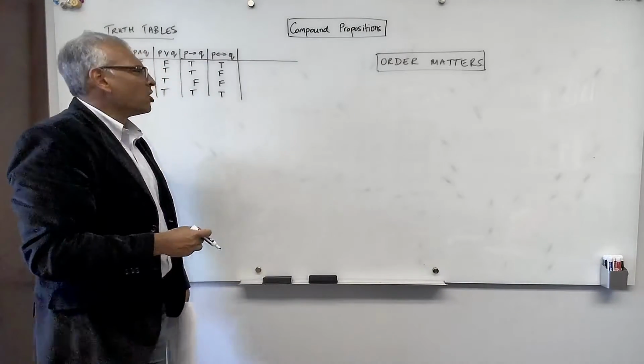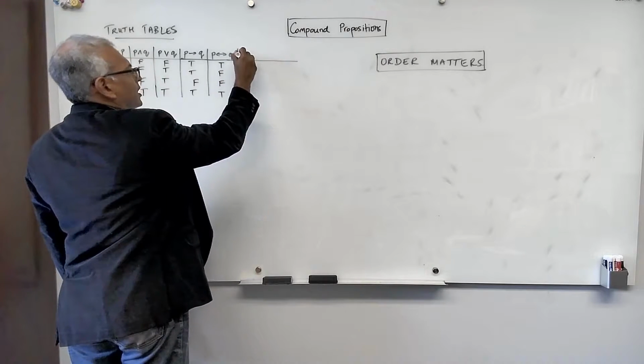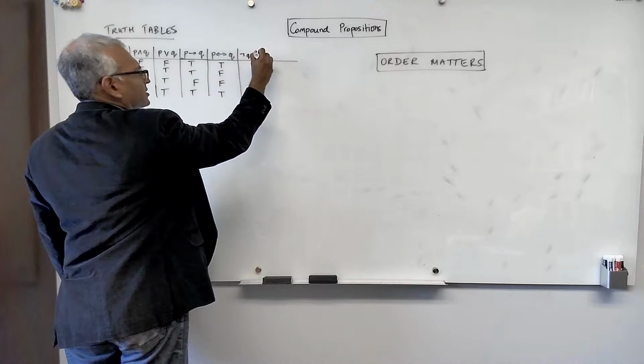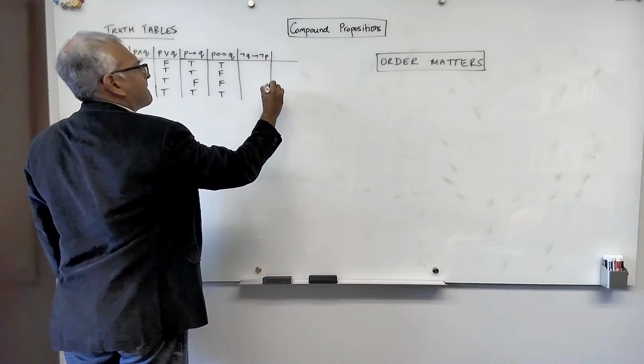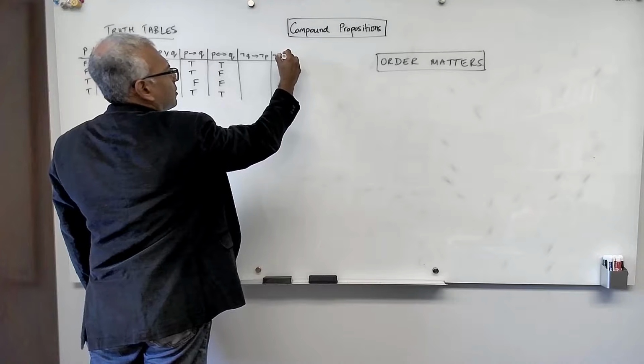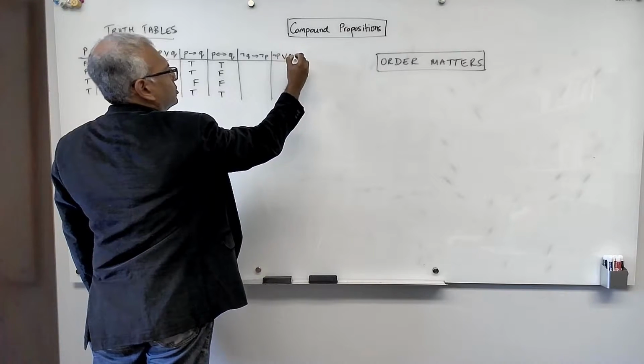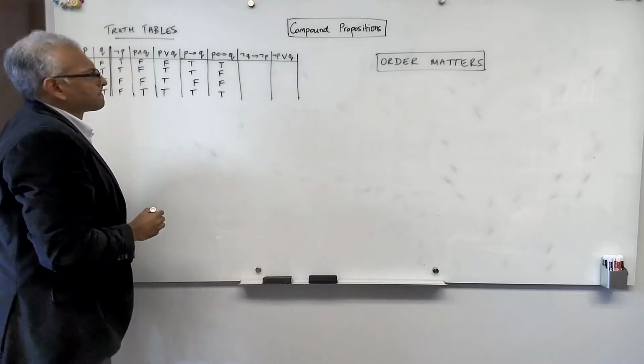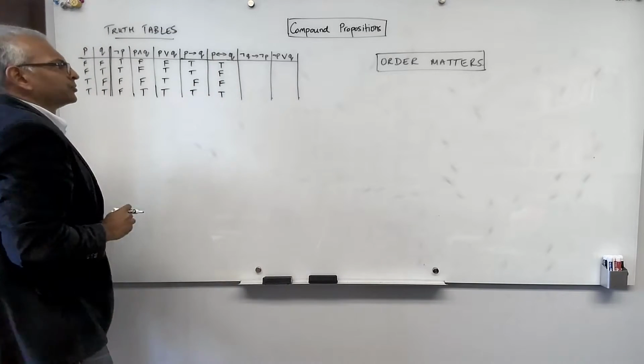And let's just play along for the moment. So, not Q implies not P. P, not P, or Q. Okay. So let's look at these two truth tables.